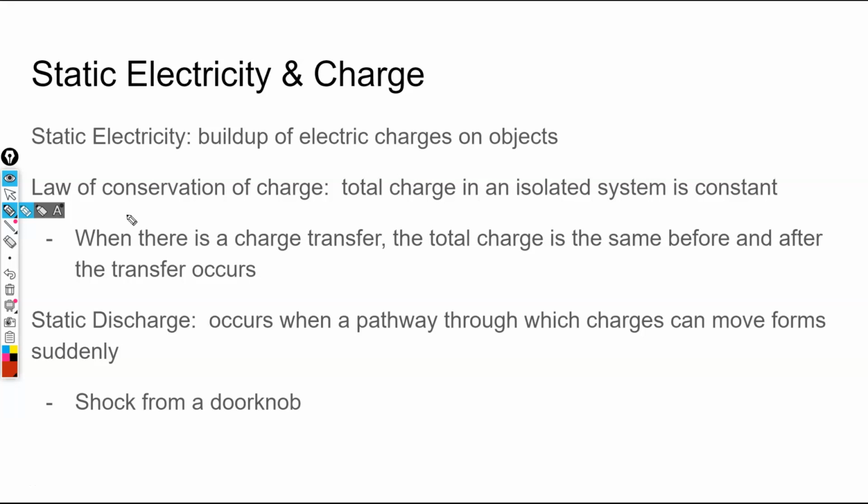And like we've talked about before last year, like the conservation of energy, we also have the law of conservation of charge, which is the same thing as energy, where the total charge in a system is always constant. I can never create nor destroy charge. Okay? Can't make it appear out of nowhere. I can't just lose it. But when there is a charge transfer, that total charge is always the same before and after the transfer occurs. Okay? That's what it's saying in the law of conservation of charge.